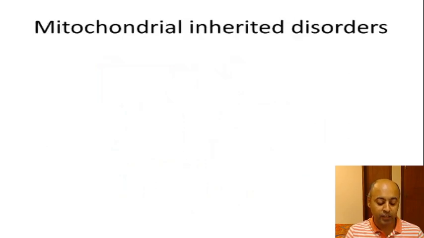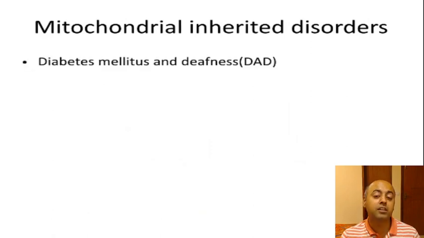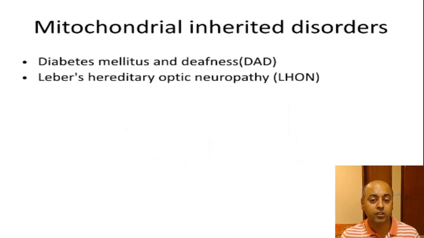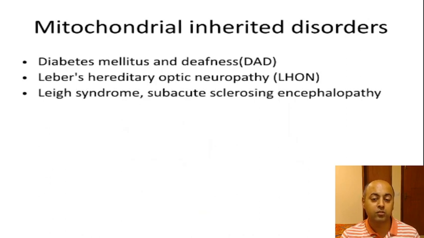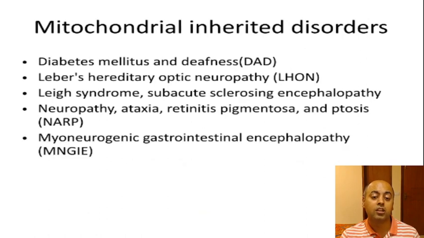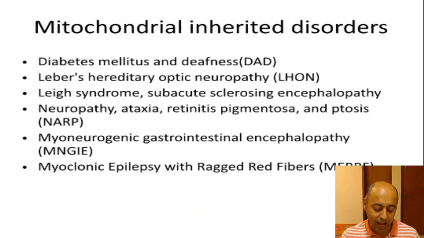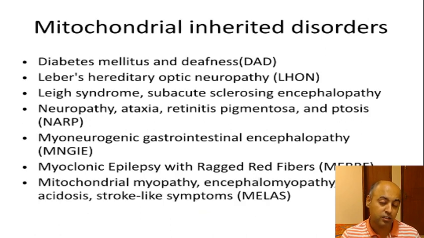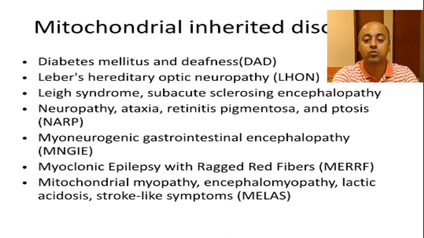So you should know some of the names of the mitochondrially inherited disorders. These include diabetes mellitus and deafness, Leber's hereditary optic neuropathy, Leigh syndrome, which presents as subacute necrotizing encephalopathy, NARP, neuropathy, ataxia, retinitis pigmentosa, and ptosis, mitochondrial neurogastrointestinal encephalopathy, MERRF, myoclonic epilepsy with ragged red fibers, and by far the most common and the most important disorder in mitochondrial disease, that is MELAS.